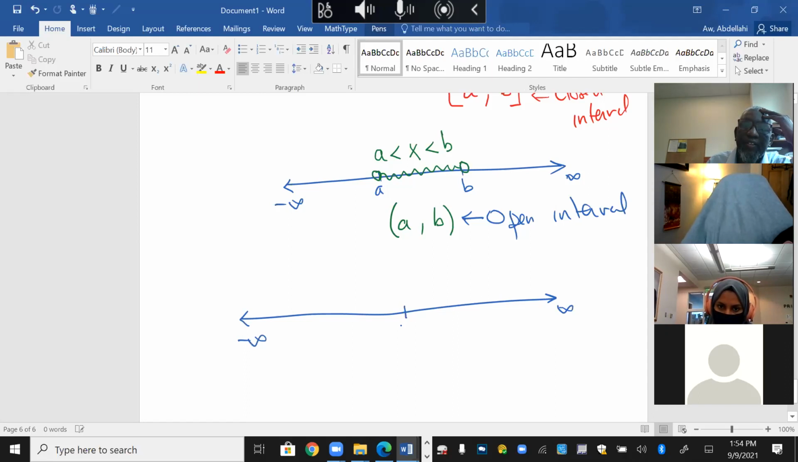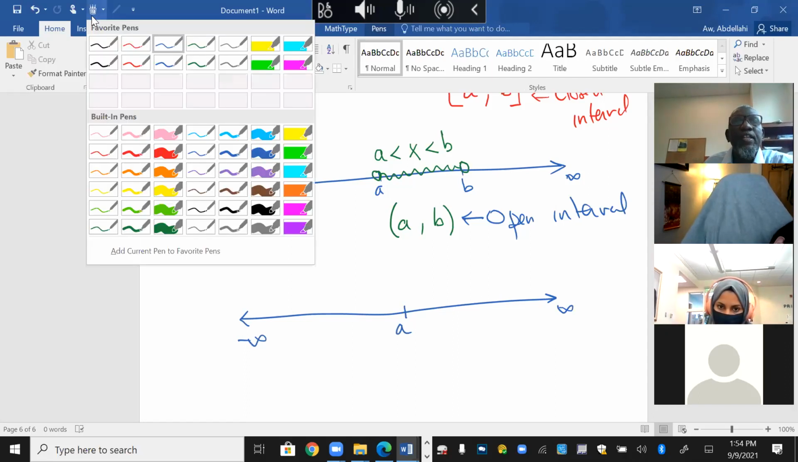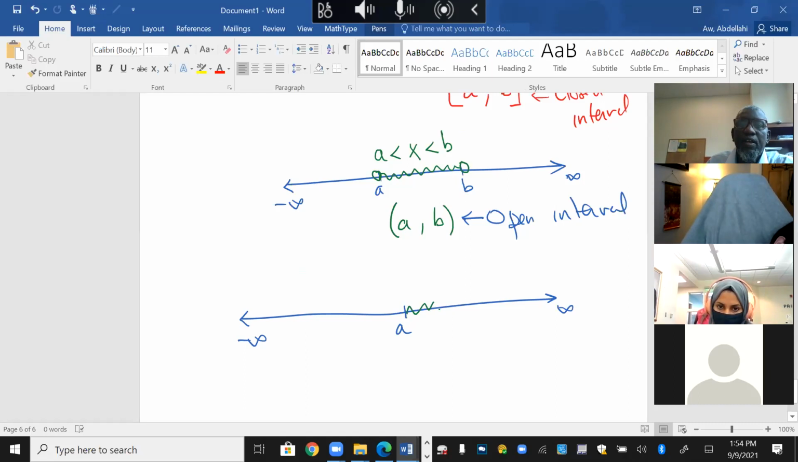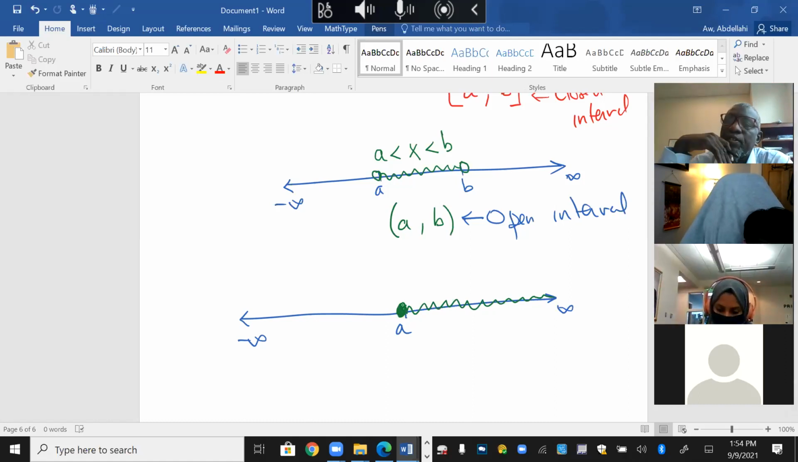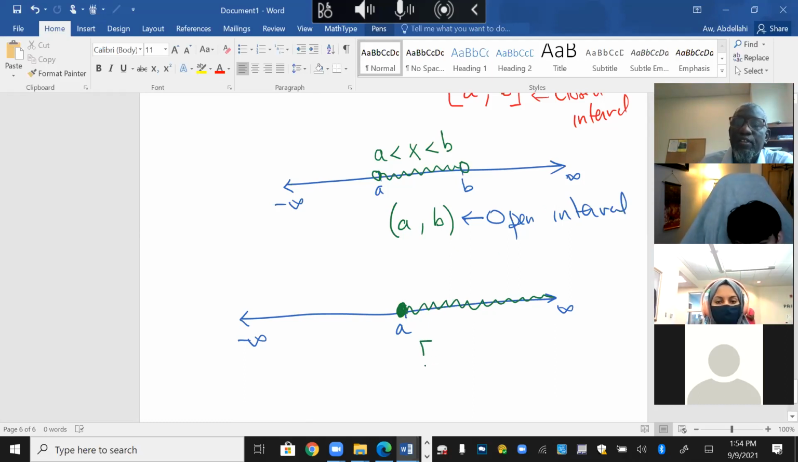If we say here A, for instance, and we have the interval from A all the way to infinity, that interval is unbounded, okay? It doesn't have an upper bound, okay? And how am I going to write this interval? It's interval notation. Bracket, A, comma, infinity, parentheses.